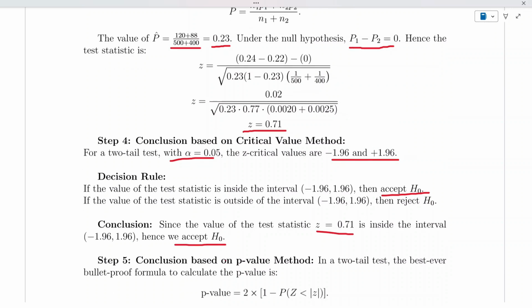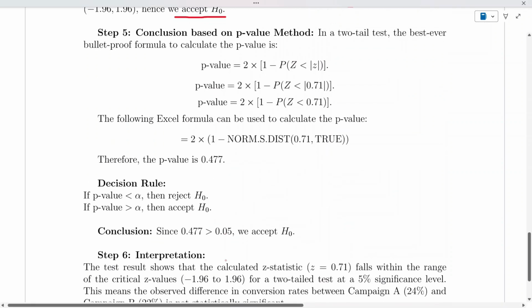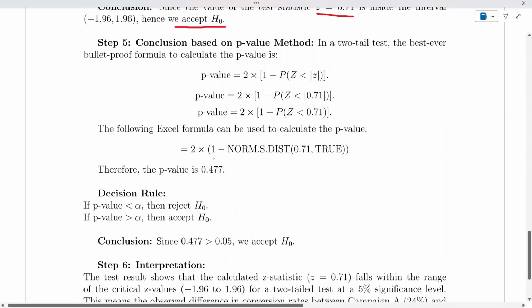In step 5, we will verify that the conclusion remains the same if we use the p-value method. In a two-tailed test, the best ever bulletproof formula to calculate the p-value is 2 times 1 minus the probability of capital Z less than the absolute value of the test statistic z. Substituting the value of z as 0.71, the p-value can be calculated. The final expression of the p-value is 2 times 1 minus probability of capital Z less than 0.71. Now one can obtain the value of probability capital Z less than 0.71 from the z table, then substitute in the above expression and calculate the p-value.